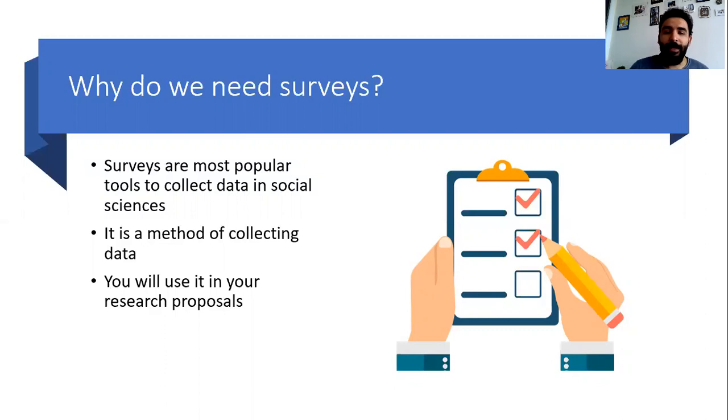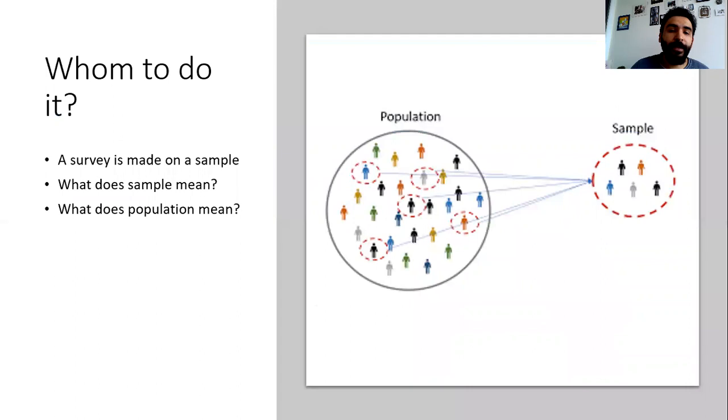So what does a survey mean? What kind of surveys exist? And how can you use them in your research proposals? This quick, very short presentation will help you understand that. So think about that. We are working on people. We are making a science on people. We are social scientists.